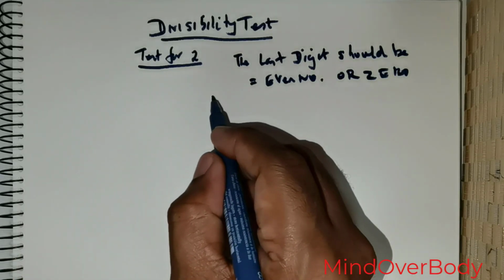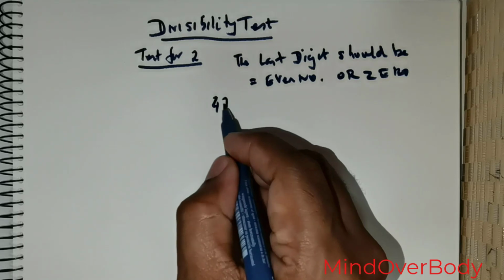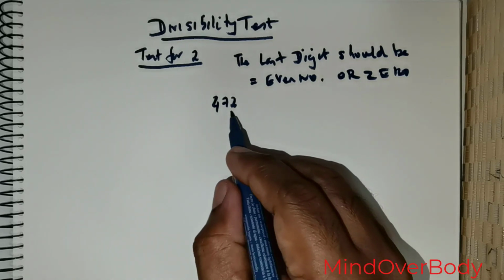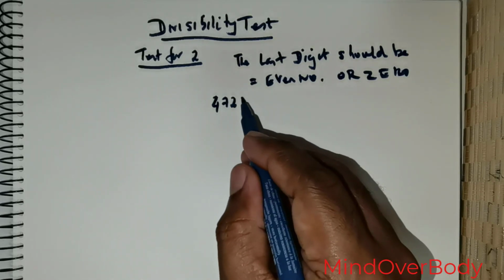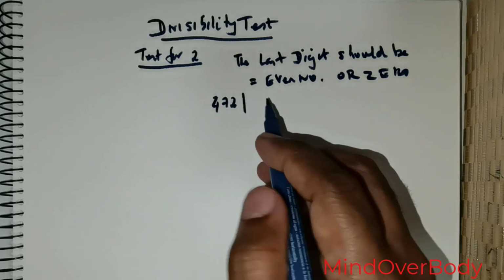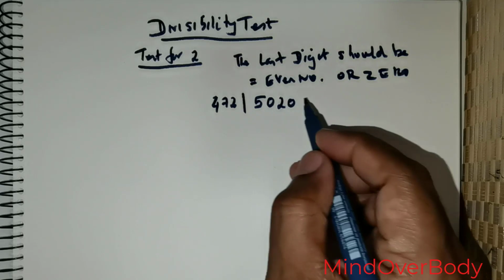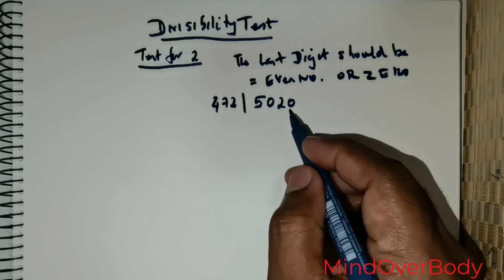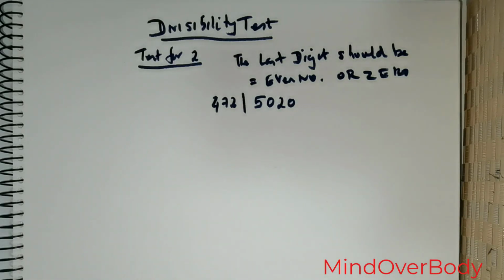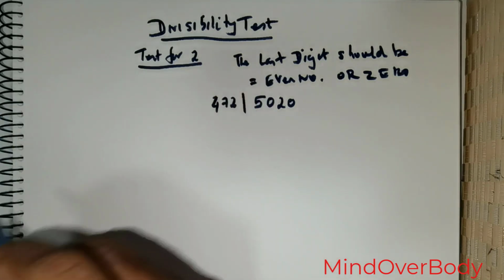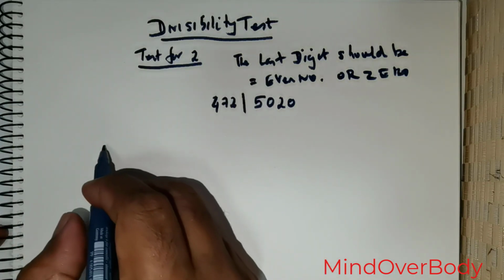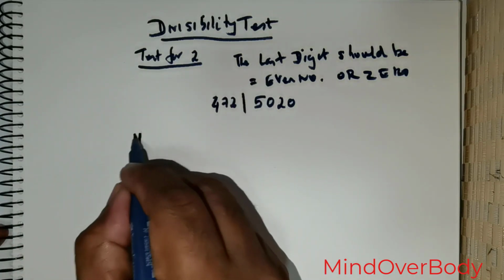Say for example you are taking 472. The last digit is an even number and it is divisible by 2. And suppose you are taking 5020. This is divisible by 2 because the last digit is a 0. So everybody knows this. There's no big deal about this. So let me show you the next one.